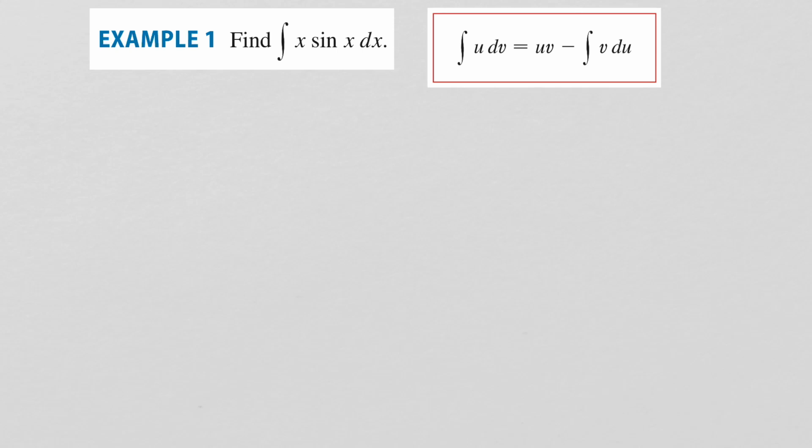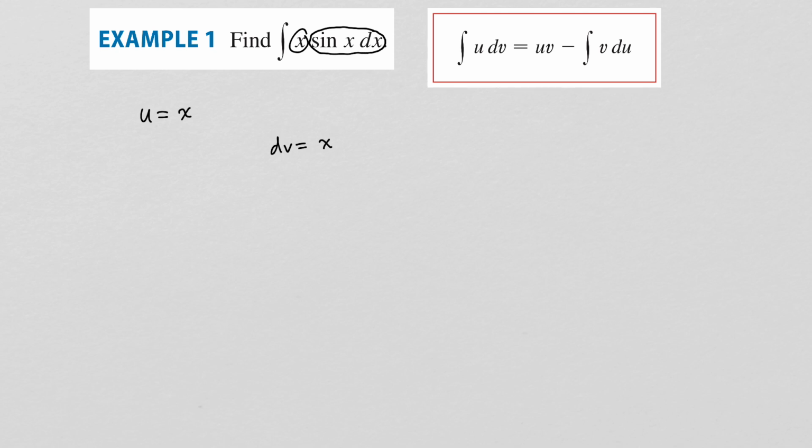Suppose we want to find the integral of x times sine of x times dx. What I need to do here is view the product as a product of some function u and the derivative of some function dv. Now, there will be guidelines for how you choose which one is which, but for right now, let's just assume that u is equal to x, and sine of x times dx would be equal to dv.